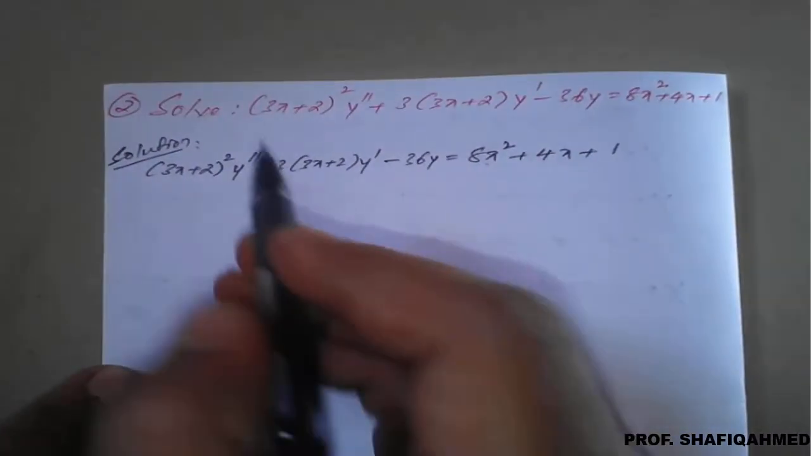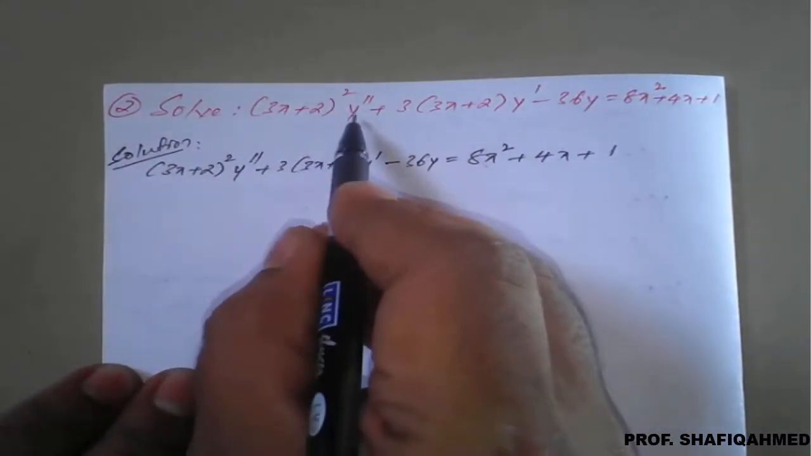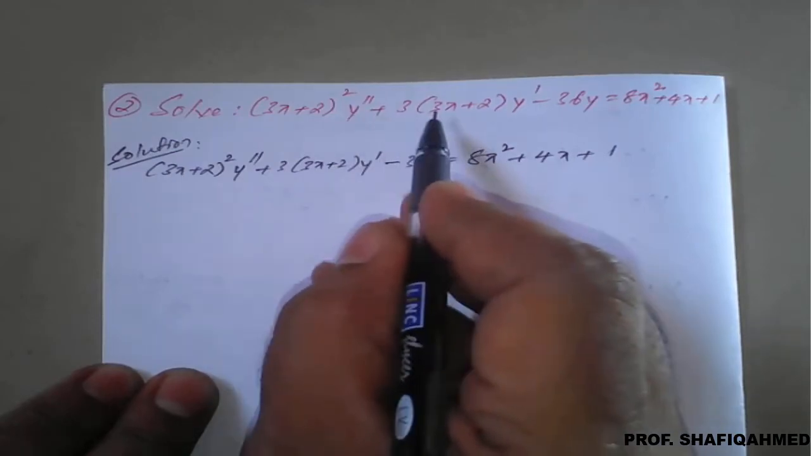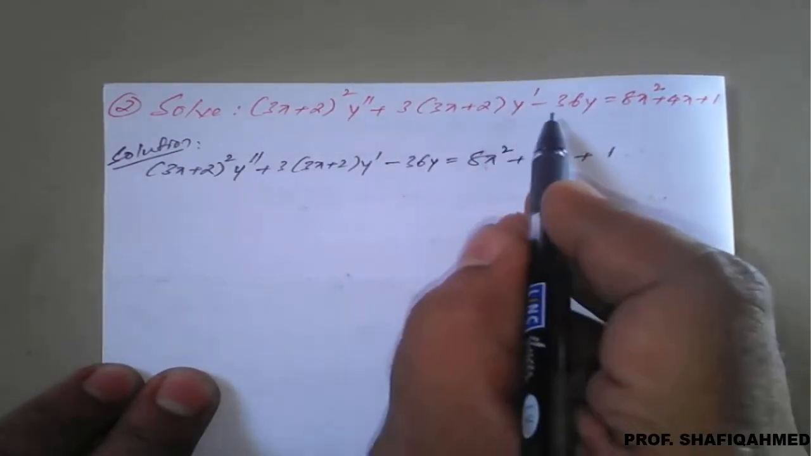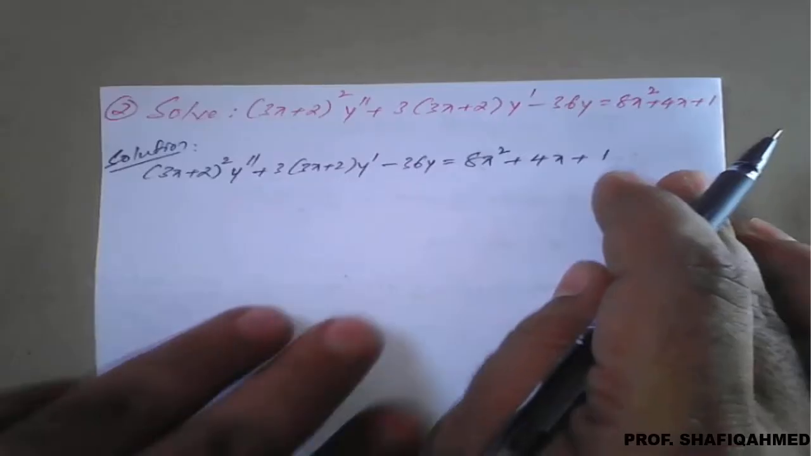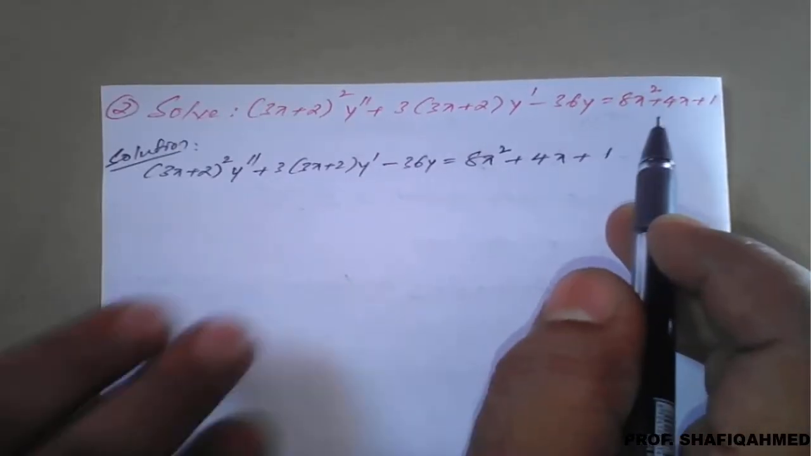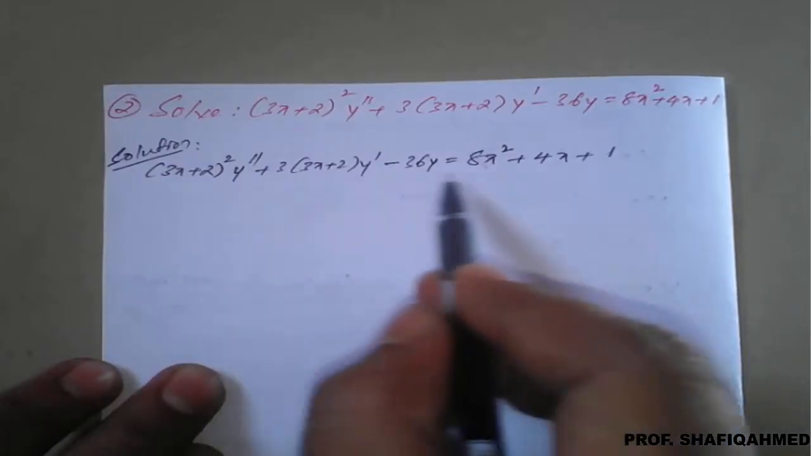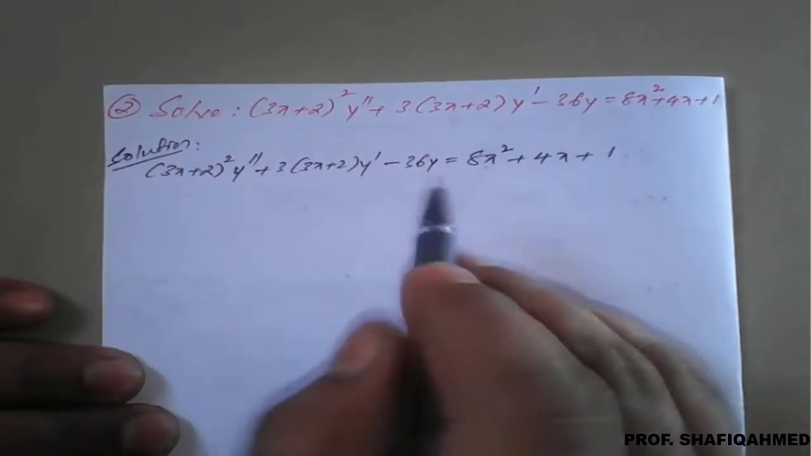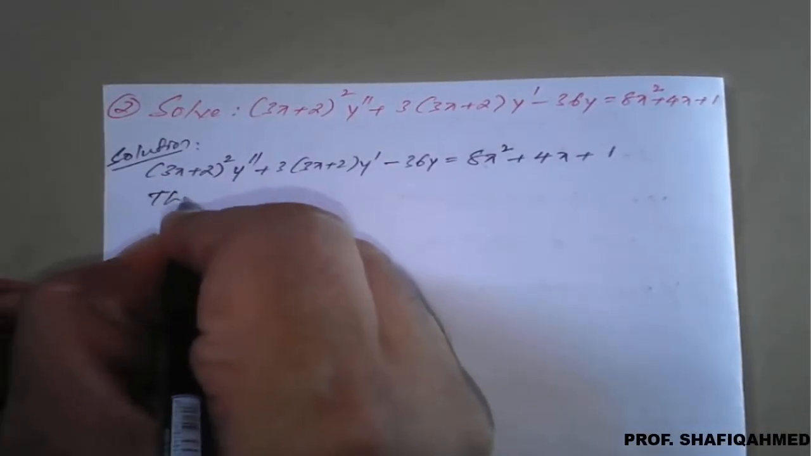Solve (3x+2)² y'' + 3(3x+2) y' − 36y = 8x² + 4x + 1. So this is a question. Now, take the given question as it is. This is of Legendre's linear equation form.